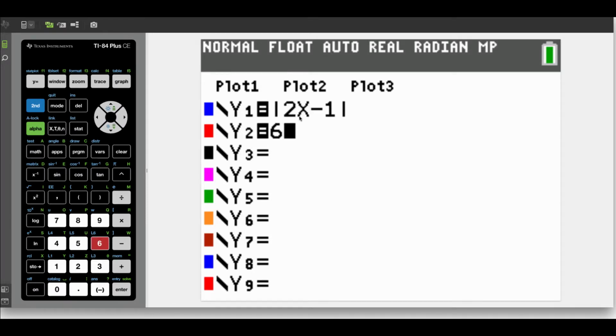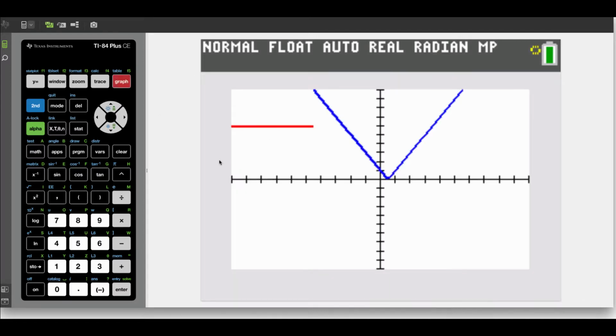So we're trying to figure out where these two equations are equal to each other. So we're going to graph it out. And again, we said we were looking for the intersection, where our graphs cross each other. There are two places where these graphs meet. We've got that blue absolute value V-shaped graph and our horizontal line at 6. So we've got an intersection on the left-hand side and on the right-hand side.